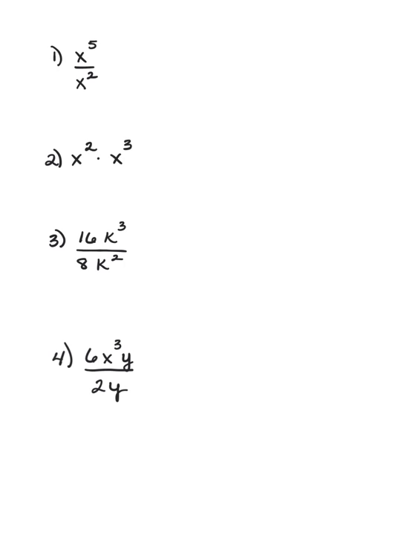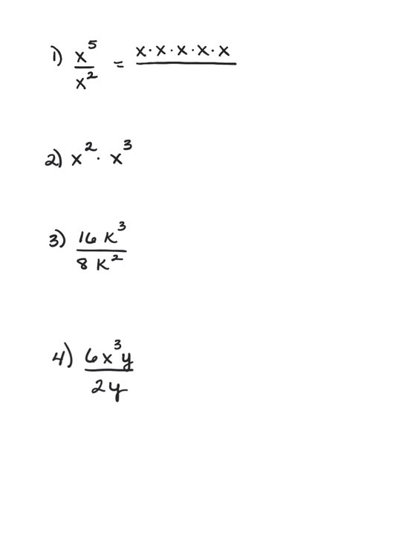We're going to simplify all of these expressions by expanding and then combining like terms or reducing. In this first problem, x to the 5th over x to the 2nd, in the numerator, raising x to the 5th power means that we're going to multiply x by itself 5 times.